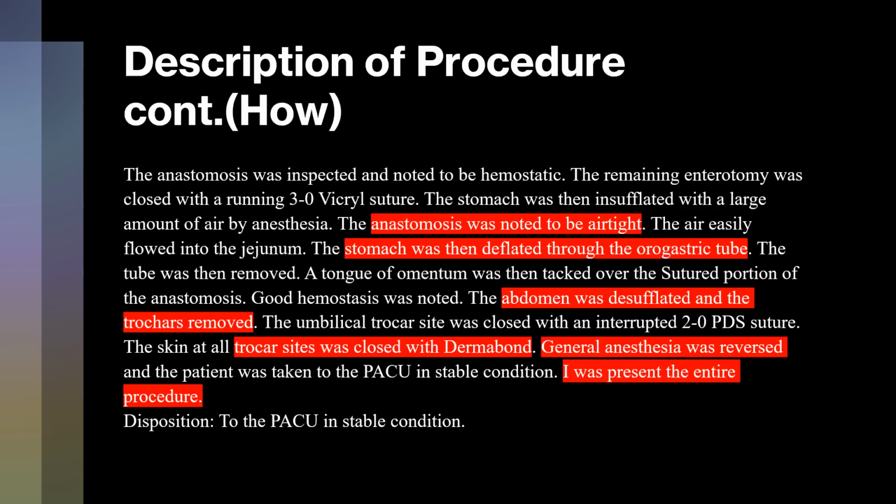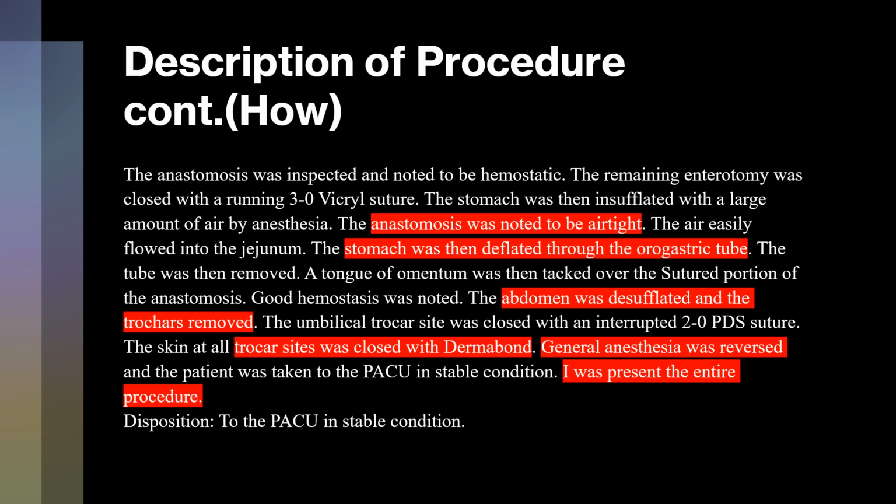Next, the anastomosis was inspected and noted to be hemostatic. The remaining enterotomy was closed with a running 3-0 Vicryl suture. The stomach was then insufflated with a large amount of air by anesthesia. The anastomosis was noted to be airtight. So the anastomosis, again, is where the surgeon went in and made an incision into a part of the intestine. Then he stapled the end of the intestine into the stomach, right? So that created an anastomosis.